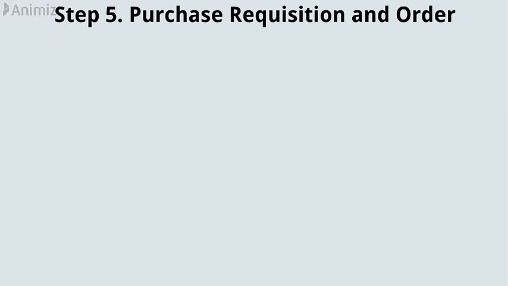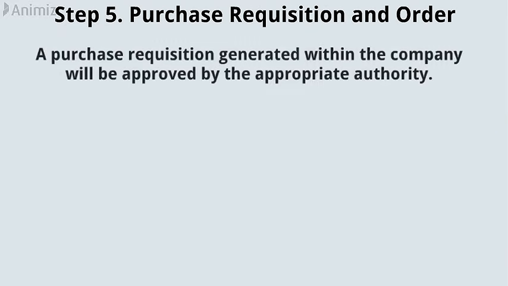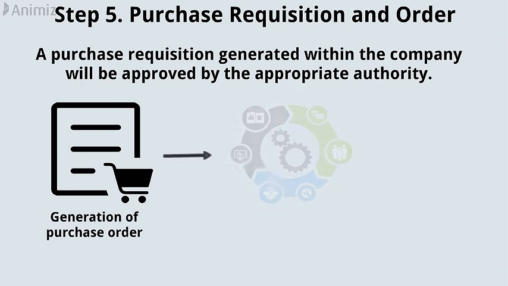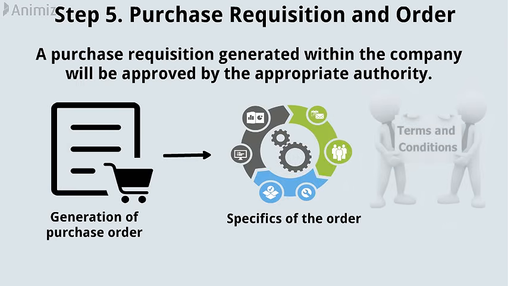Step 5. Purchase requisition and order. A purchase requisition generated within the company will be approved by the appropriate authority. This will then lead to the generation of a purchase order, with all the specifics of the order as well as the terms and conditions.